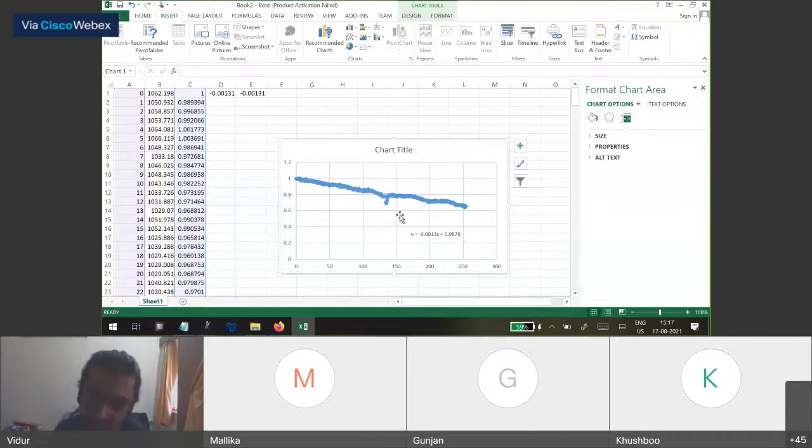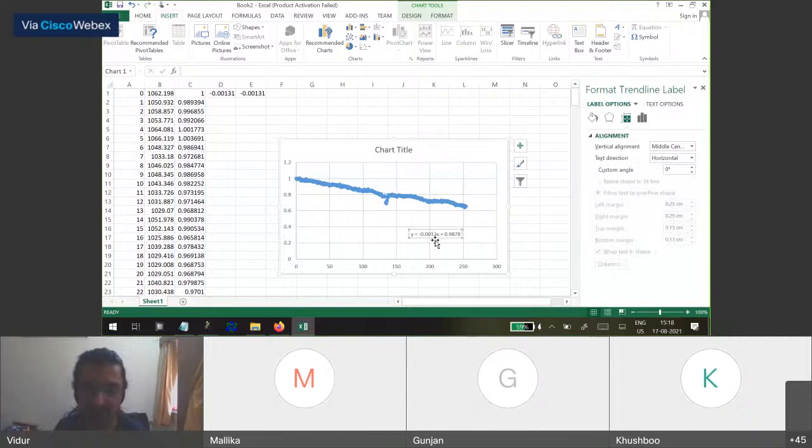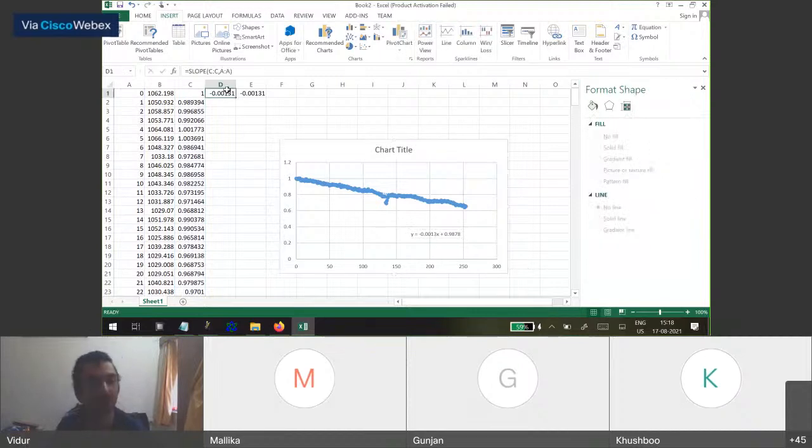0.9878 is irrelevant because that suggests the intensity at which we start. And since we don't care, we've already normalized it to 1. It will more or less be close to 1 depending on the noise in the system that you have. What we care about is this slope, which is minus 0.0013, which is what we calculated from the slope function. So this is a more intuitive way to do it.